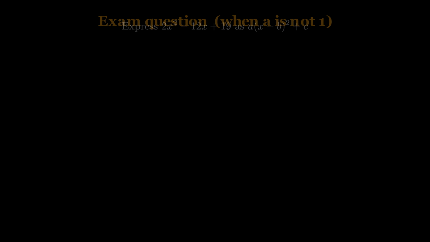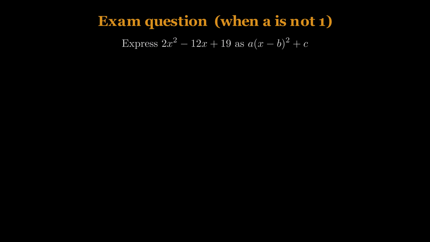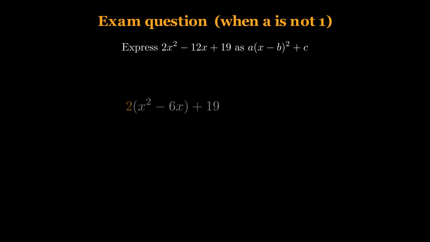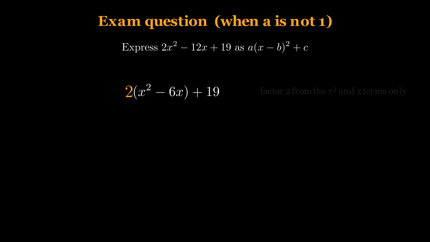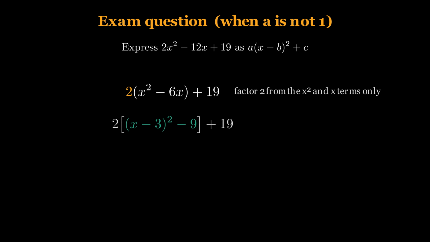Now, a real exam question. Express 2x squared minus 12x plus 19 in the form a times x minus b whole squared, plus c. The new challenge: the coefficient of x squared is 2, not 1. And completing the square only works when that coefficient is 1. So step 1, we factor the 2 out, but only out of the x squared and x terms. That's 2 times x squared minus 6x. We leave the plus 19 completely alone outside the bracket because we don't want to touch the constant yet.